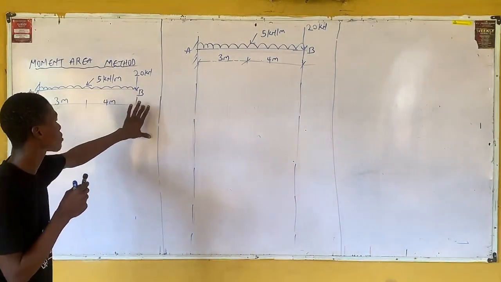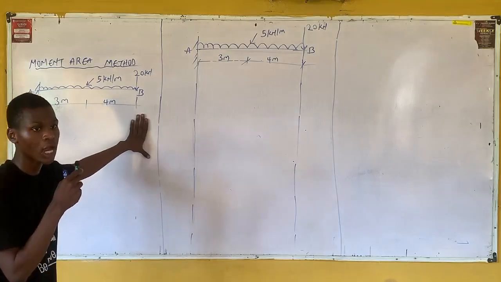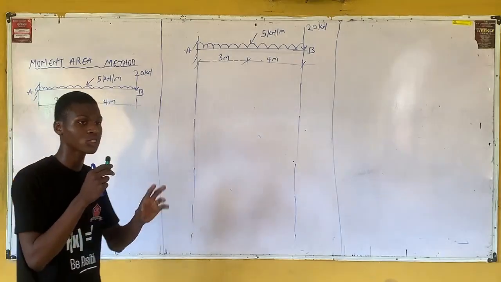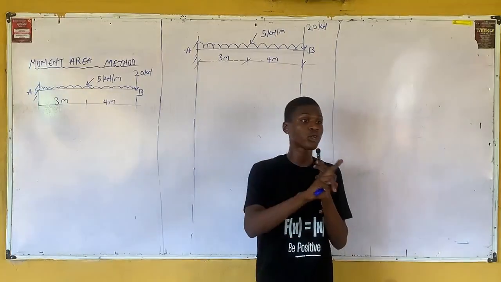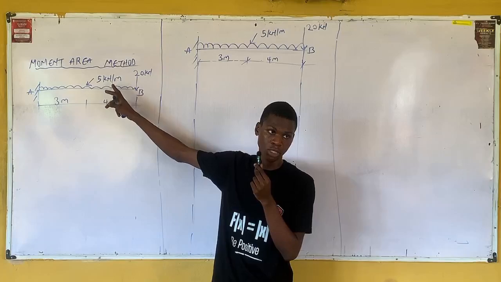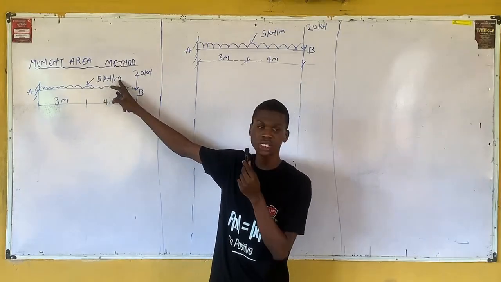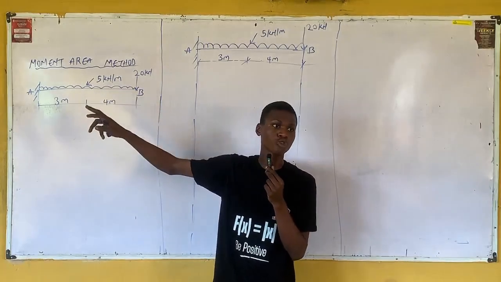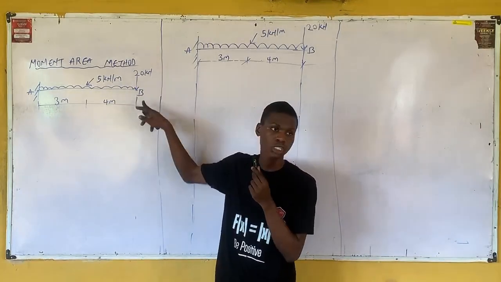In this case, you are calculating the slope and deflection at the free end. How do you go about it? Observe that you have two loads, right? Meaning you are going to draw the bending moment diagram, the M by EI diagram due to this UDL, and you are going to draw the M by EI diagram due to this point load.